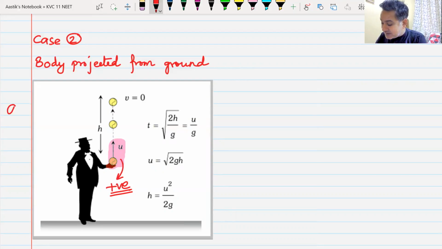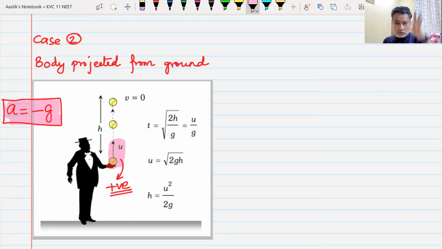What about acceleration? How much is the acceleration? No matter what happens, acceleration is always equal to minus g. So this is the second thing that is known to us. First thing that is known to us is u. Second thing that is known to us is acceleration is equal to minus g.